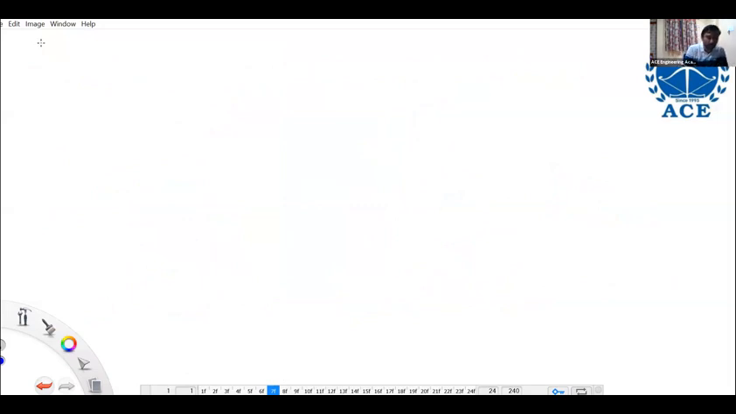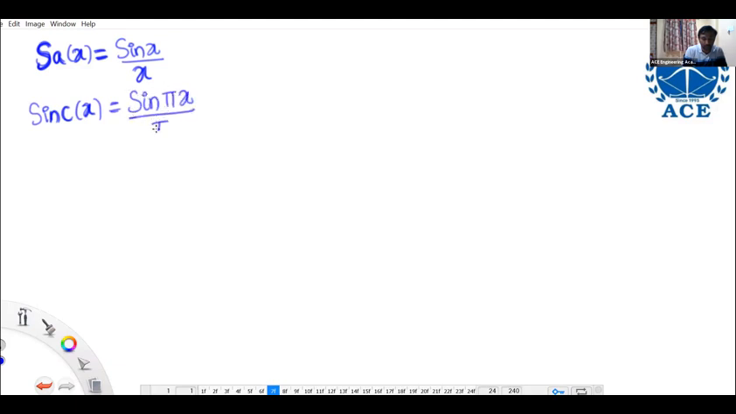This answer can be adjusted in two forms. One is called the SAF function, which is sin x by x: sin over its argument. In short, the SAF function. It can also be adjusted as the sinc function or sinc pulse. Sinc x is denoted as sin pi x by pi x. Anyone denoting sinc x as sin x by x is wrong. The sinc function should always contain the pi symbol. Don't forget that.